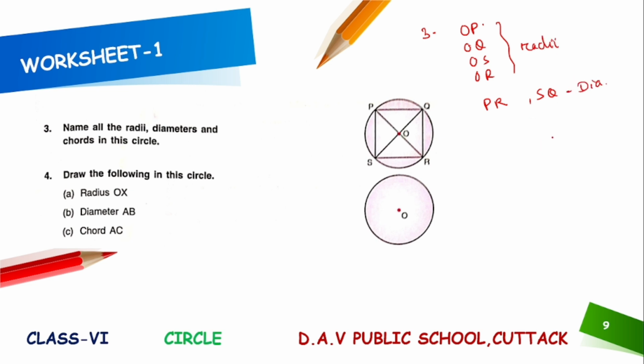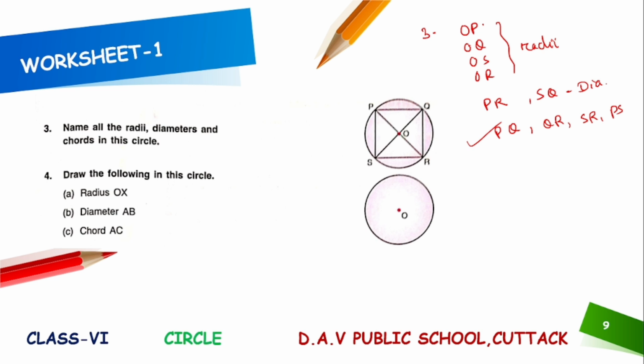So now write down the chord. Here the chords are PQ, QR, SR, PS. So there are 4 chords in the circle. Also you can write that a diameter is also a chord, but only write the chords. Understand?